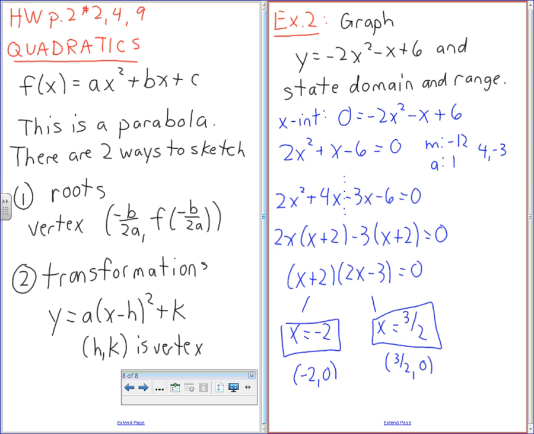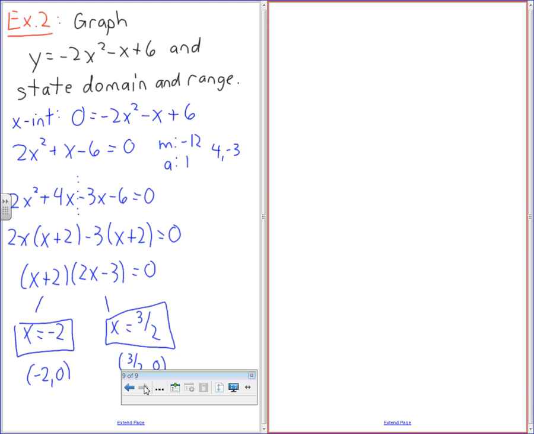Okay, so I put the comma 0 thing there because those are going to actually be the roots. So you'll need actually to graph those.